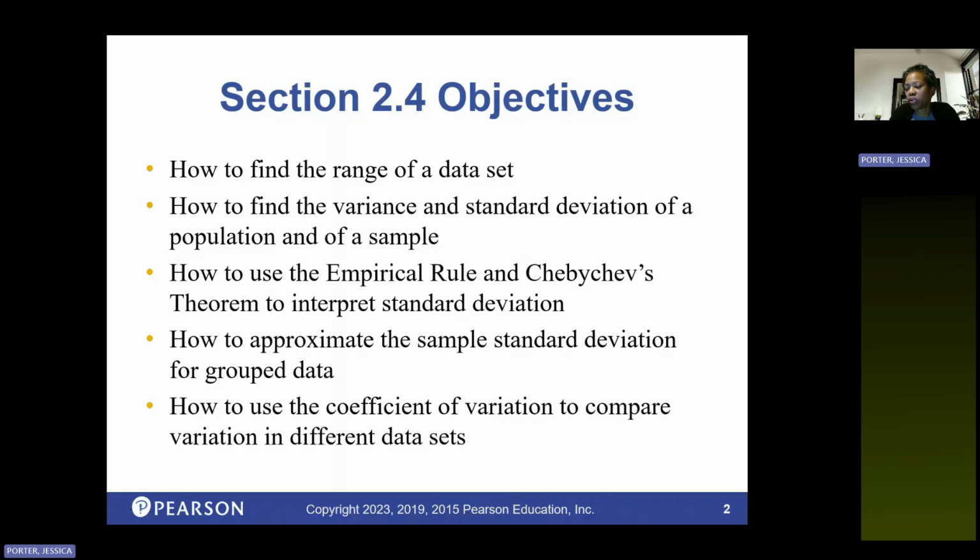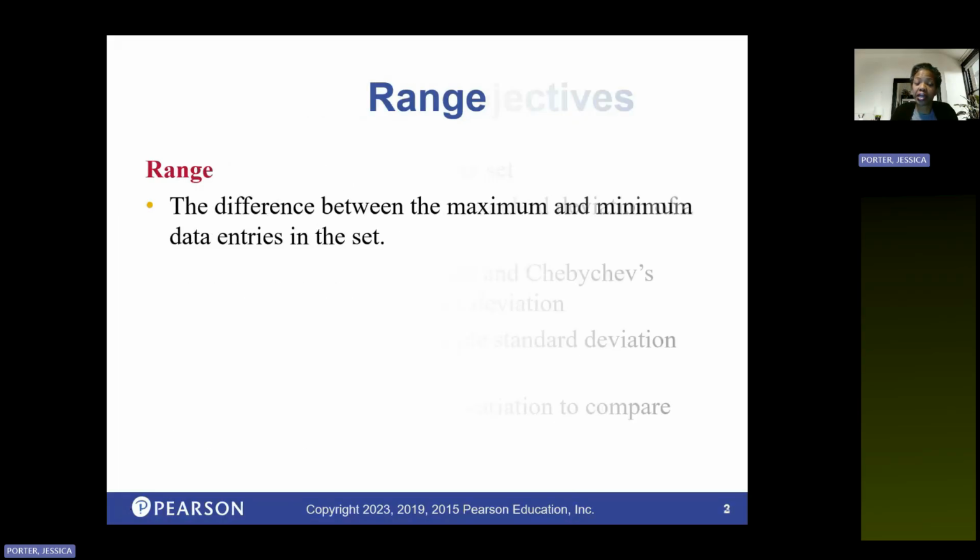We're going to learn how to approximate the sample standard deviation for group data, and then learn how to use the coefficient of variation to compare variation in different data sets. So we got a lot to cover in this section. Hopefully we'll get through most of it before 8:50.